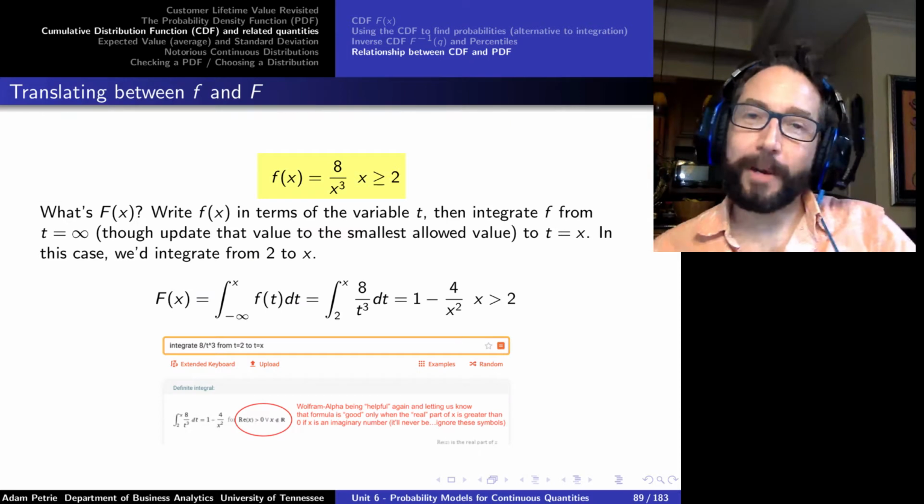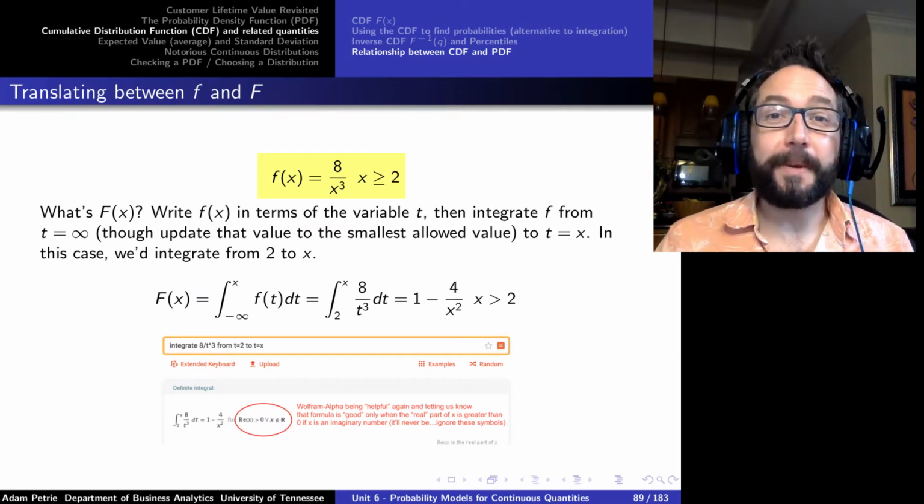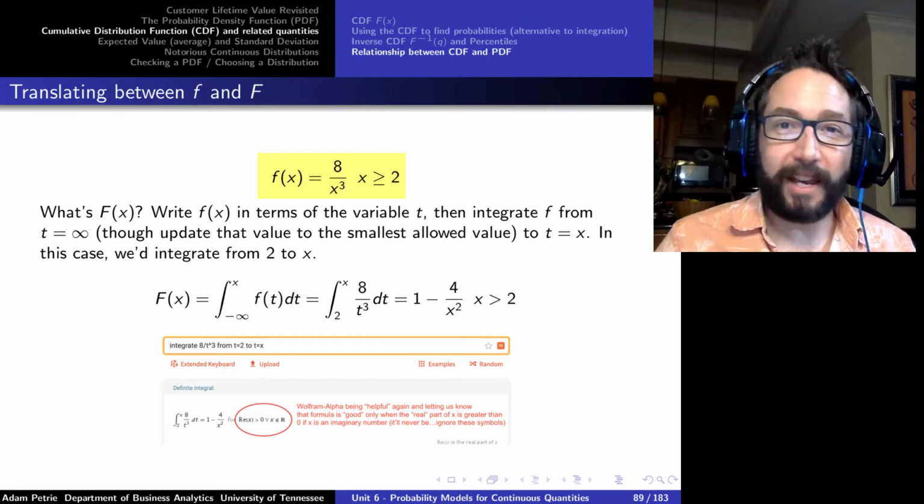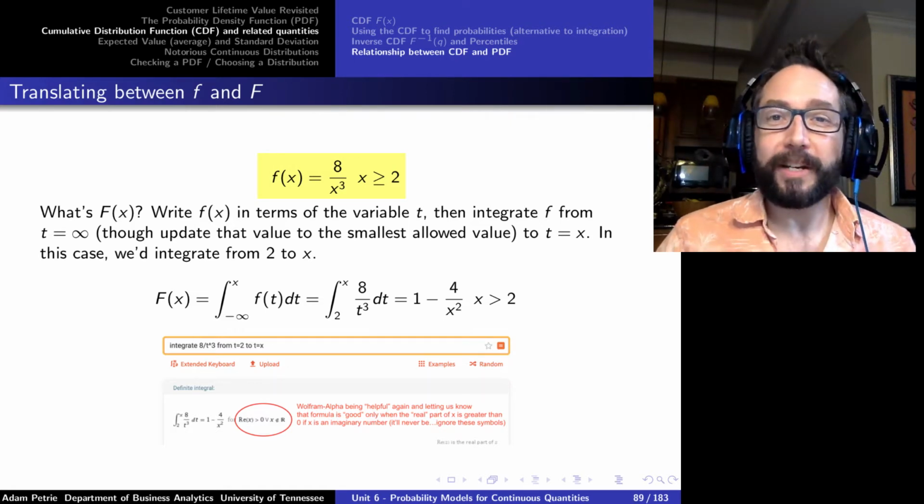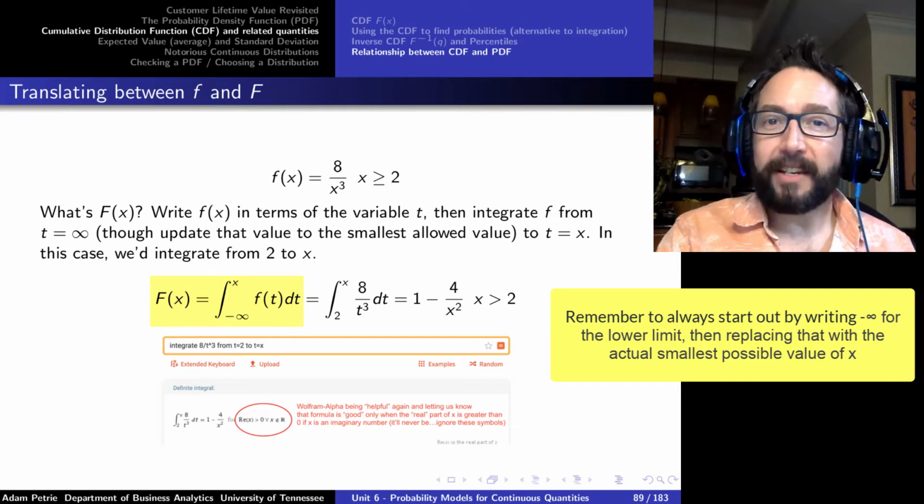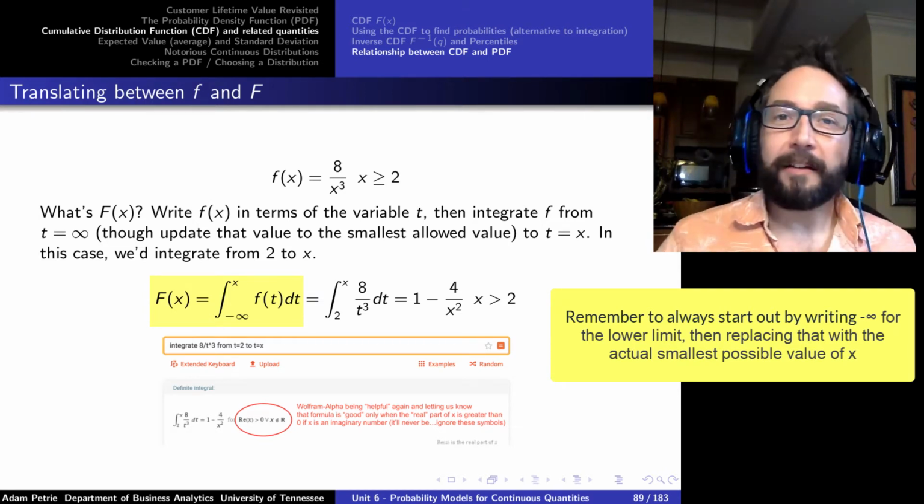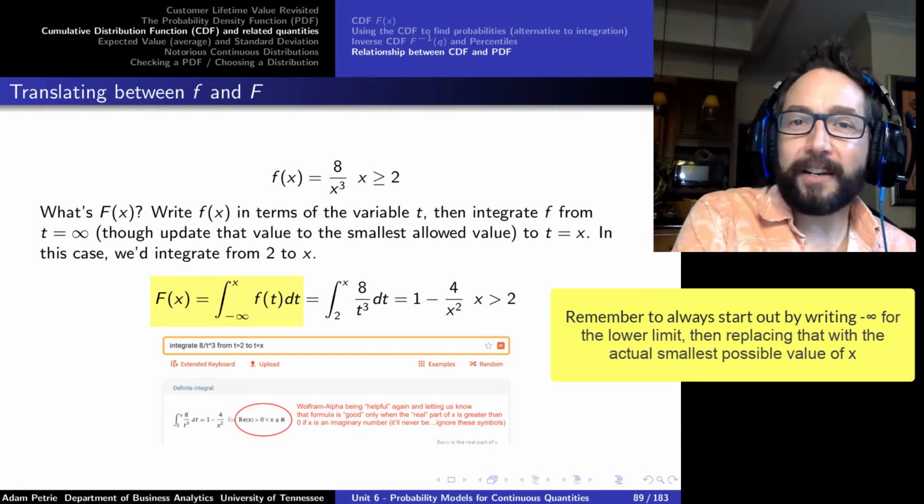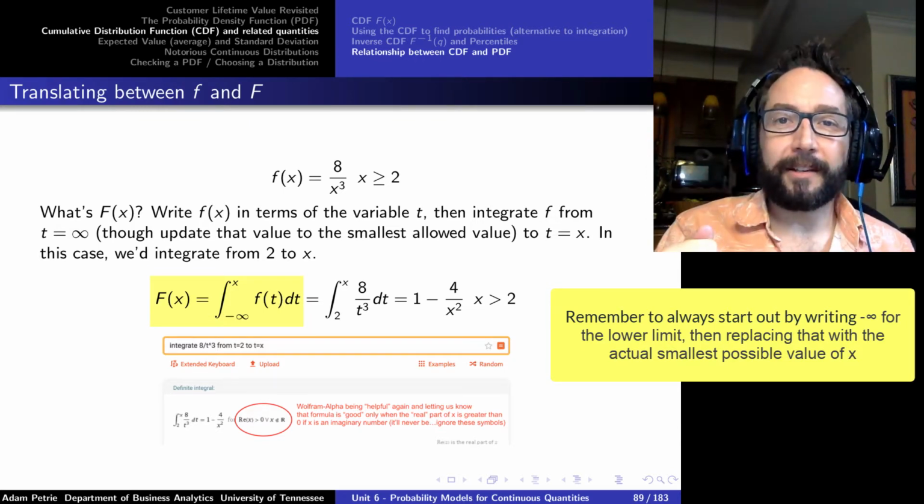So what about the other way around? What if we had a formula for our PDF? What if we had our shape that we really enjoyed and we wanted to get the formula for capital F? Well, we need to do integration. So to get capital F, the CDF, from little f, the PDF, we need to integrate our formula for the PDF from minus infinity up to little x.